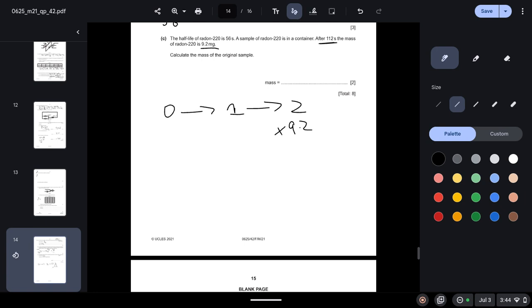So multiply this by 2, you would get the mass at first half-life, which would be 18.4, and then multiply this by 2, you would get the original value of the mass, which is 18.4 times 2, 36.8. Since we know that after each half-life the mass gets divided by 2, so in order to calculate the original mass, you can just multiply by 2 twice, and your answer is 36.8 milligrams.